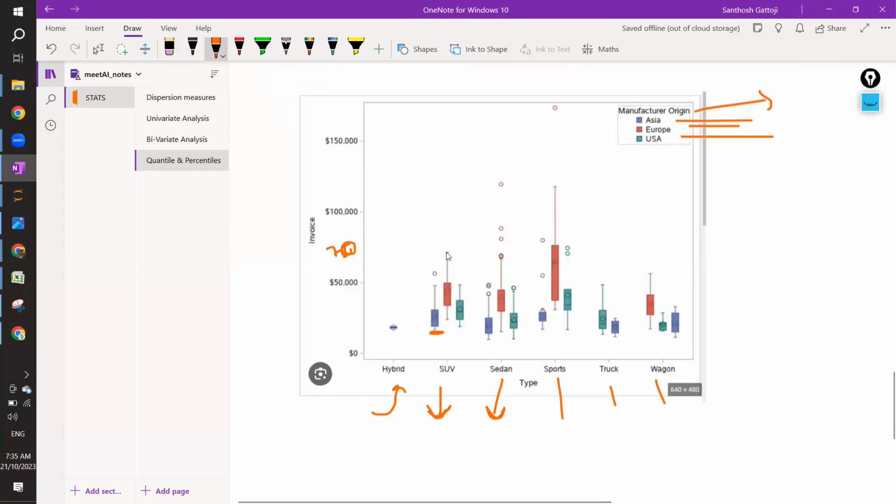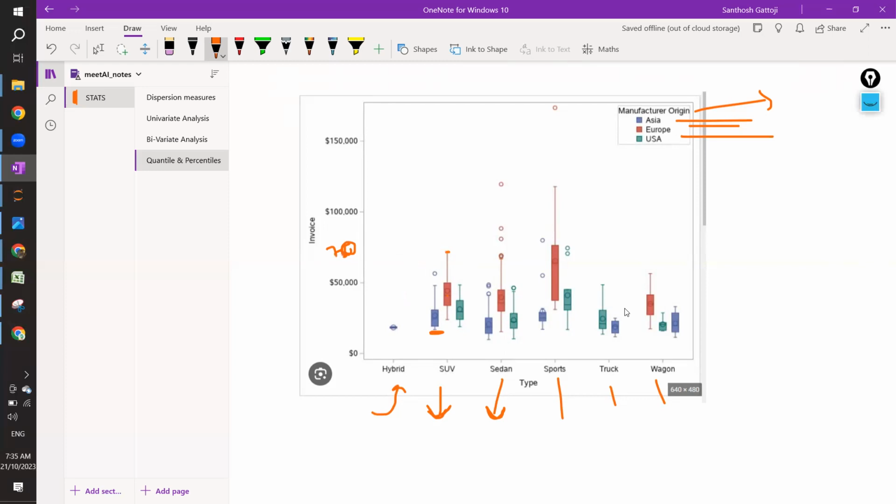Just by looking at this, what is the car and what is the country which is selling the highest price car? What is the brand of that car and which country is selling, guys?